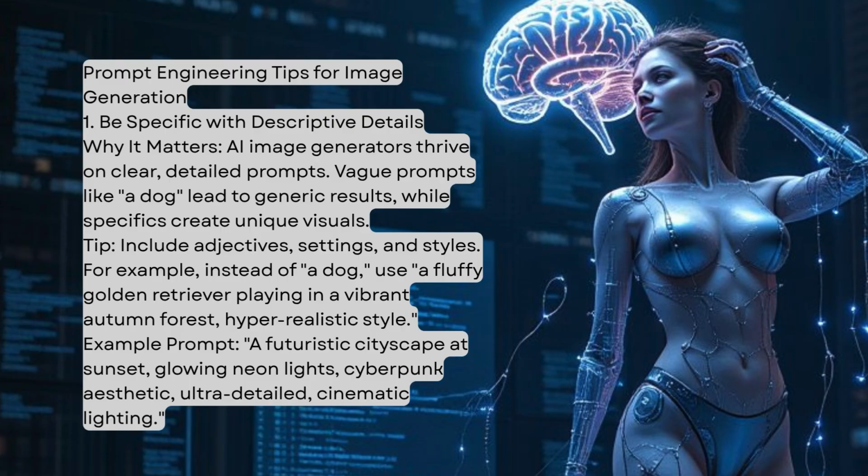Prompt engineering tips for image generation. 1. Be specific with descriptive details. Why it matters: AI image generators thrive on clear, detailed prompts. Vague prompts like a dog lead to generic results, while specifics create unique visuals. Tip: Include adjectives, settings, and styles. For example, instead of a dog, use a fluffy golden retriever playing in a vibrant autumn forest, hyper-realistic style. Example prompt: A futuristic cityscape at sunset, glowing neon lights, cyberpunk aesthetic, ultra-detailed, cinematic lighting.